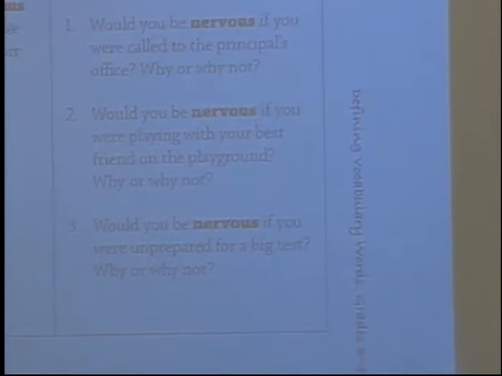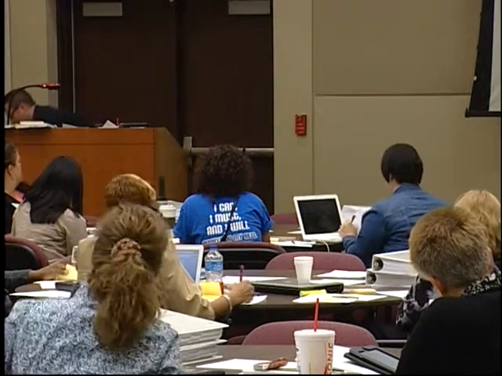So those are the 3 steps. And so we've done now the we do. So what I'm going to do for you now is I will model. I'm just going to come out there and model for you how I would introduce disgusting and nervous using the explicit vocabulary routine and my student-friendly definitions. And you're going to be my students for this.